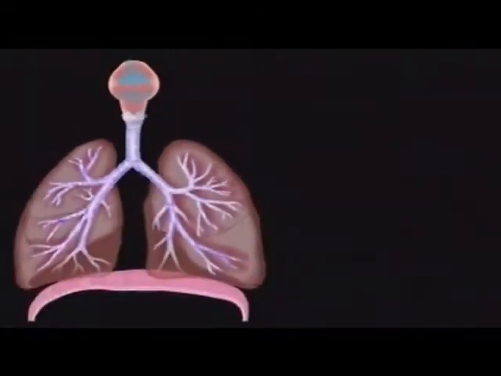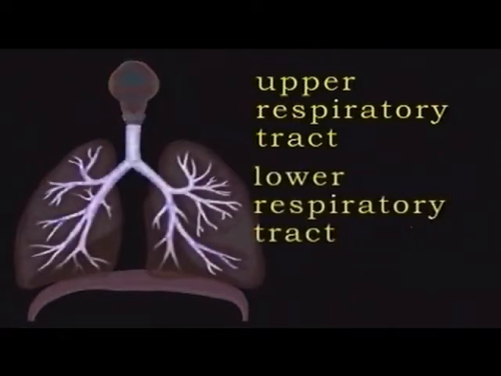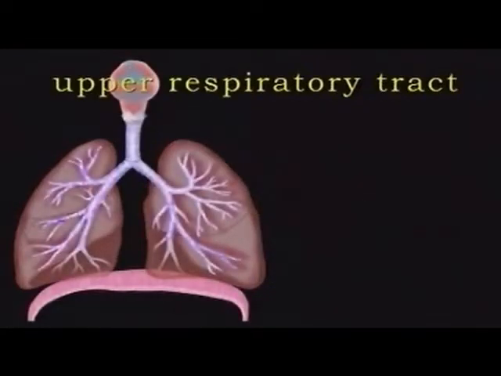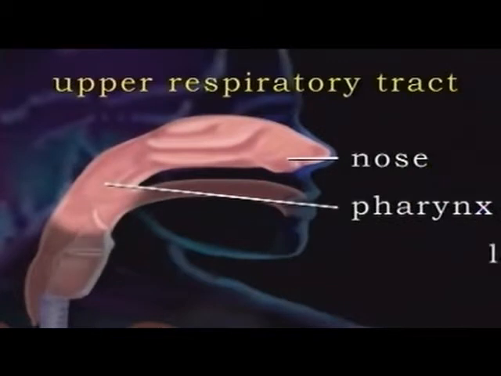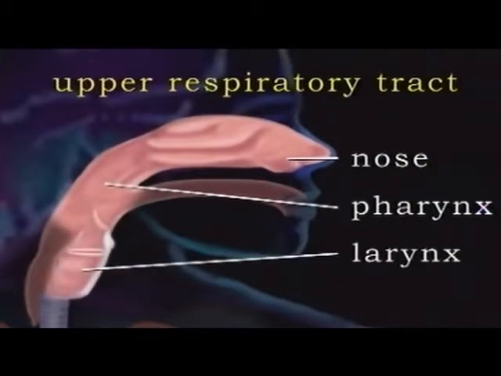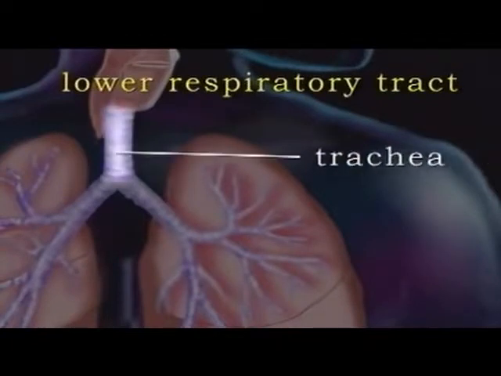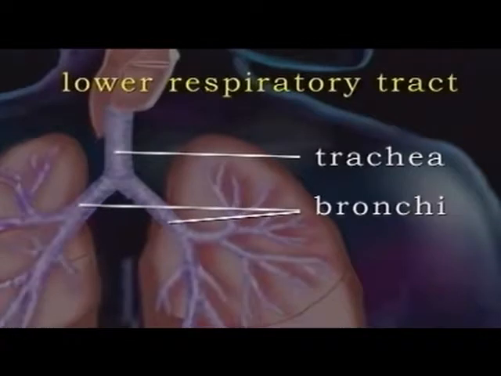The respiratory system consists of the upper respiratory tract, the lower respiratory tract, and the lungs. The upper respiratory tract consists primarily of the nose, pharynx, and larynx. The lower respiratory tract includes the trachea and bronchi, which pass into the lungs.